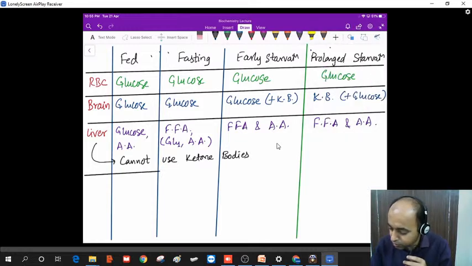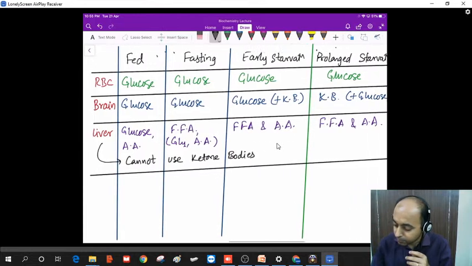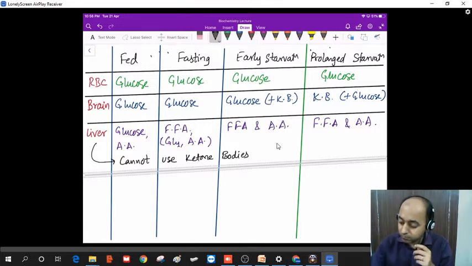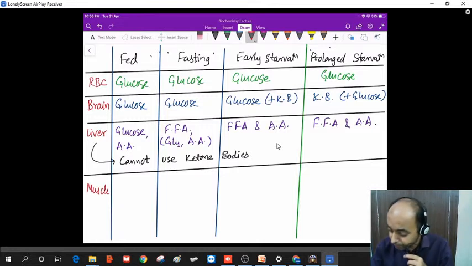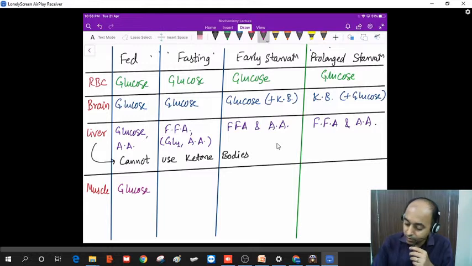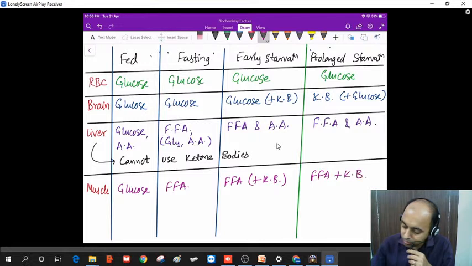And the last one which you have to keep in mind is the muscle. In the fed state, glucose. In fasting, free fatty acid. Early starvation, free fatty acid plus ketone bodies. In prolonged starvation, free fatty acid plus ketone bodies. As the ketone bodies become available, the muscle can start making use of the ketone bodies.